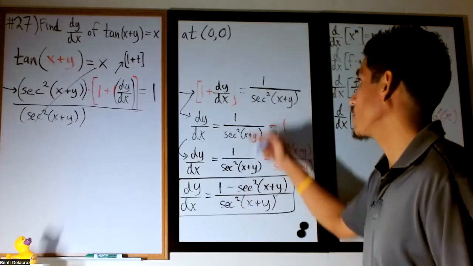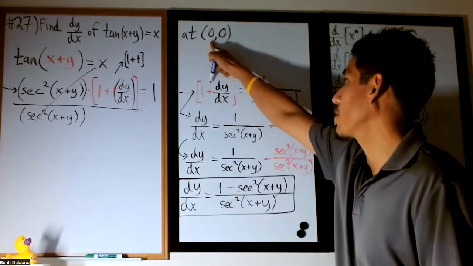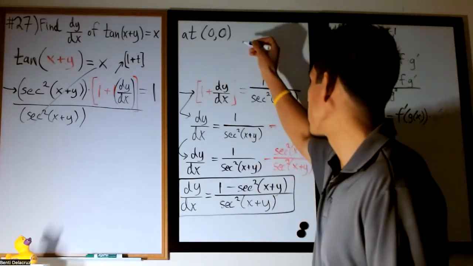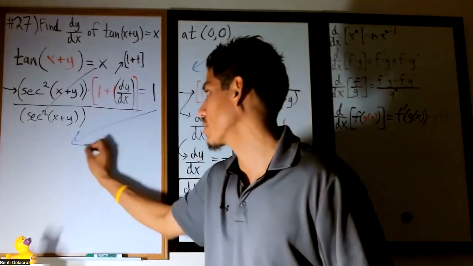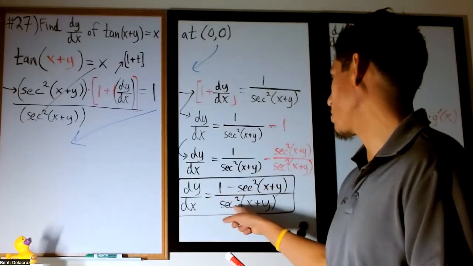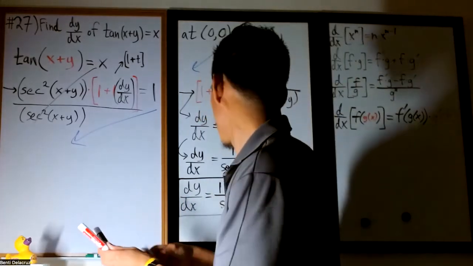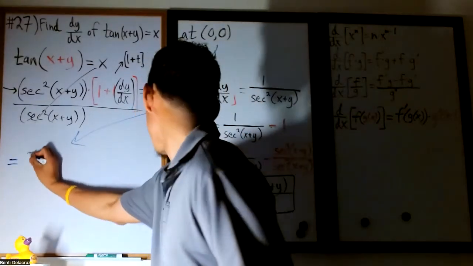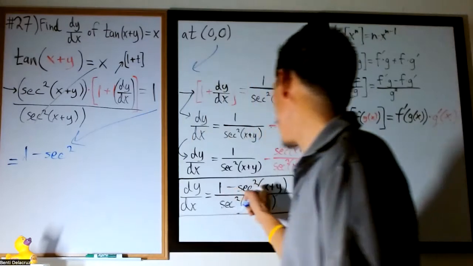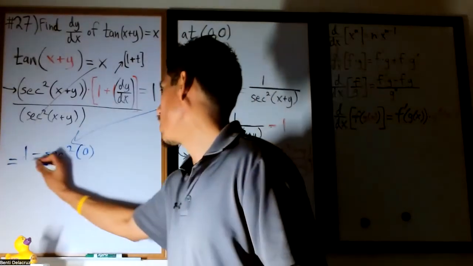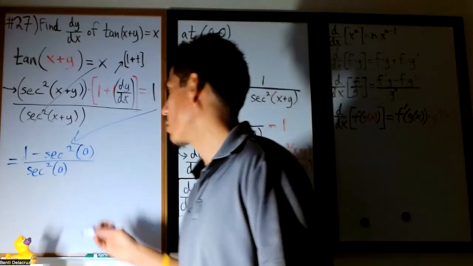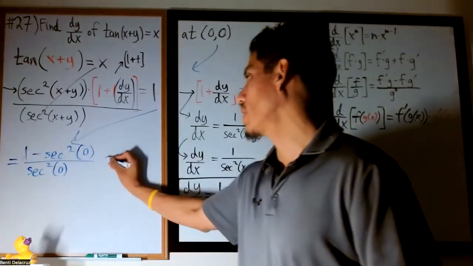So all we're doing is evaluating this equation when x is 0 and when y is 0. So let's go back over here actually. So let me write it over here. So when x is 0 and y is 0, what we have is dy dx is going to be equal to 1 minus the secant squared of 0 plus 0, or the secant squared of 0, over the secant squared of 0. And then we evaluate this.